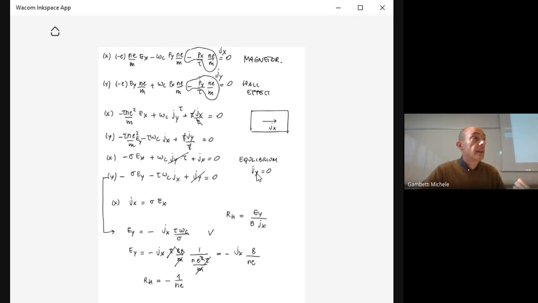In this case, N can be measured. So you have a direct estimation of the electronic density of your system. So the Hall effect is also important for that. And you have the minus sign in front, so an indication of the fact that the charge that is moving due to the application of the external field is negative.